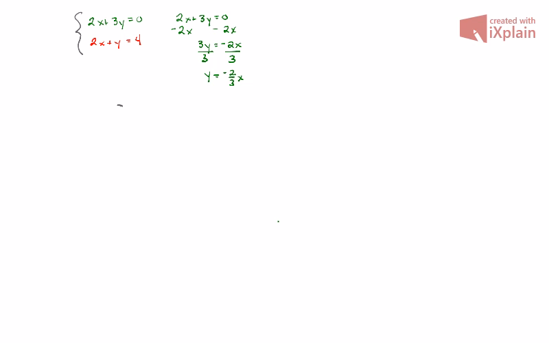And we do the same thing for our other equation. So 2x plus y is equal to 4. We will subtract 2x from both sides. And now we have y is equal to negative 2x plus 4.